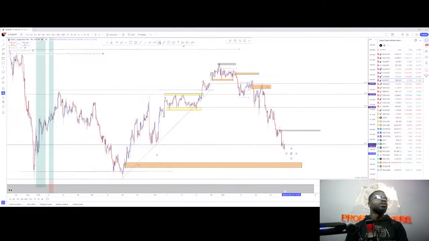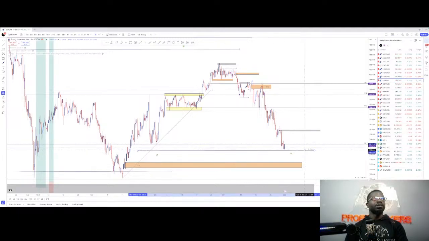Now, at this point, this area is a structural level of support. So to see a rejection or a response in price does not mean that this is a trend reversal. This could very well be the beginning of a bear flag. So at this point, this is a key level.